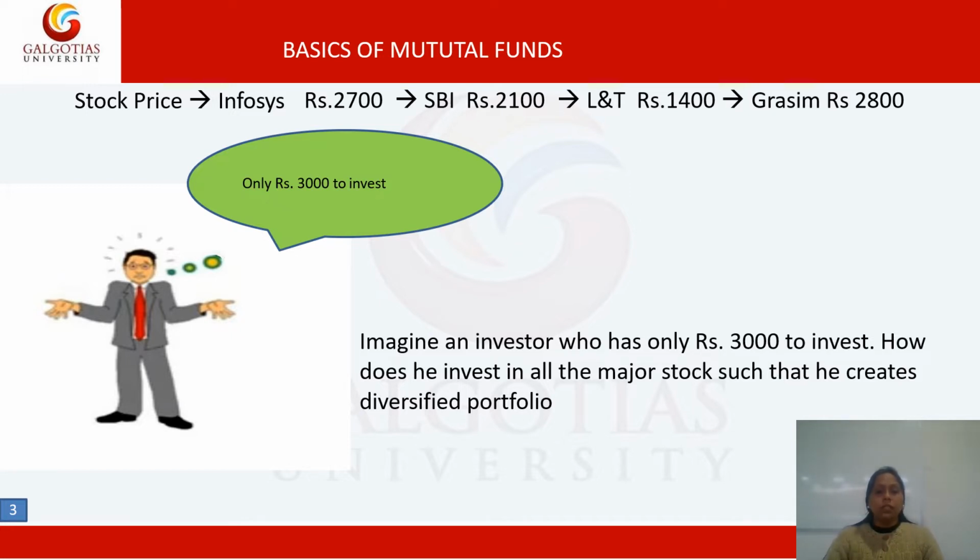Now, imagine an investor who has only 3,000 to invest. How does he invest in all the major stocks such that he creates a diversified portfolio? So this is the ultimate willingness of an individual to spend in a market.